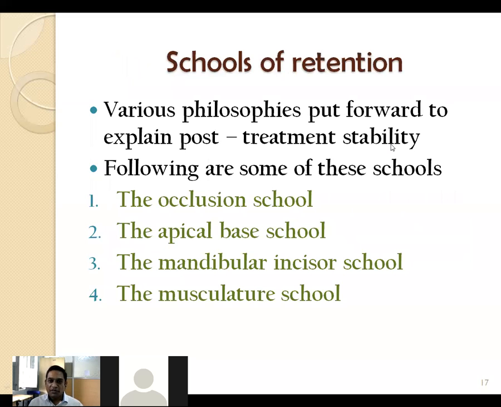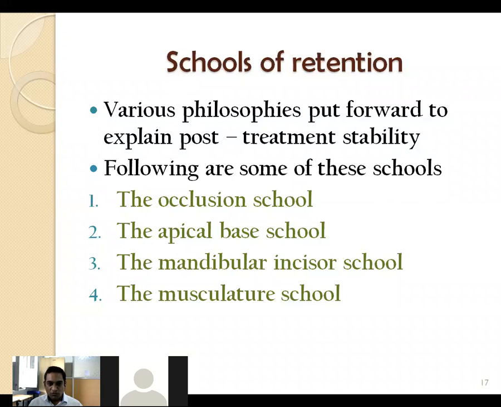Coming to the schools of retention, different authors have given different philosophies. They say these are the schools of retention. The first is the occlusion school, which means the occlusion gives 100% of retention. If occlusion is normal, then it will give retention. These are the authors who say that occlusion plays an important role in retaining the corrected malocclusion.